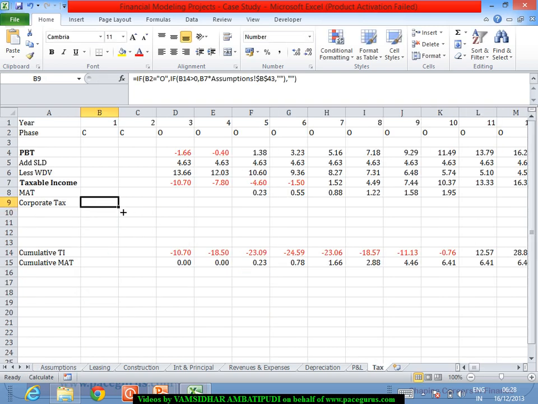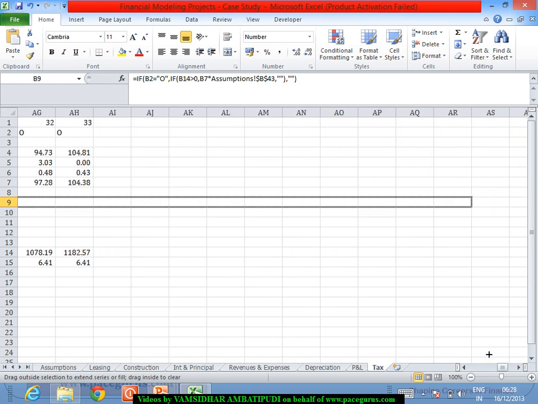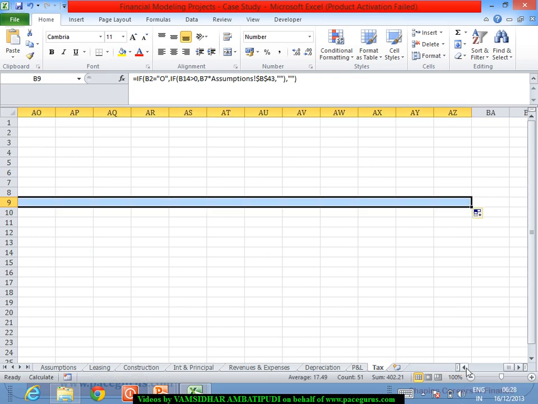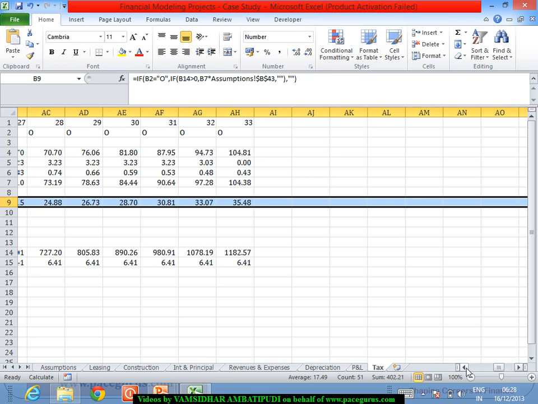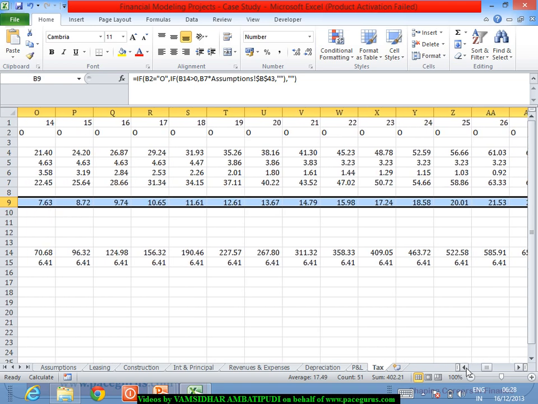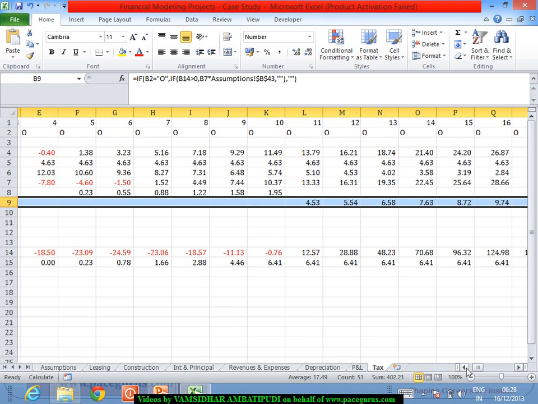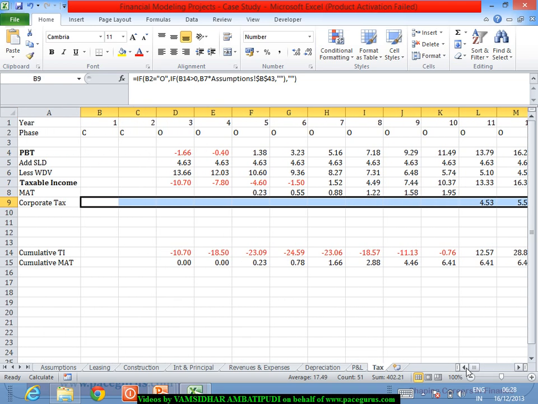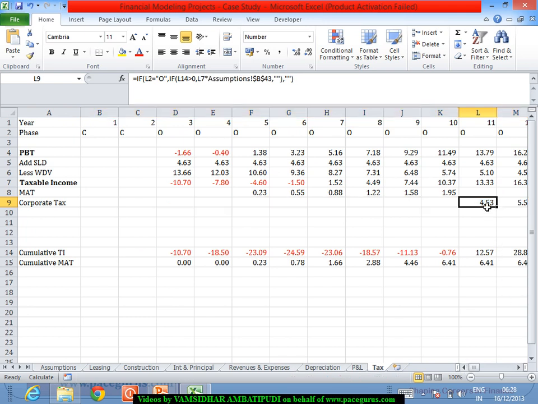So the corporate tax rate, whatever is coming out, I am considering up to the AZ column. So this is what is going to be the corporate tax based on the taxable income that is getting generated in each of the years. From this year, let's say this is the corporate tax that is getting applicable for me.